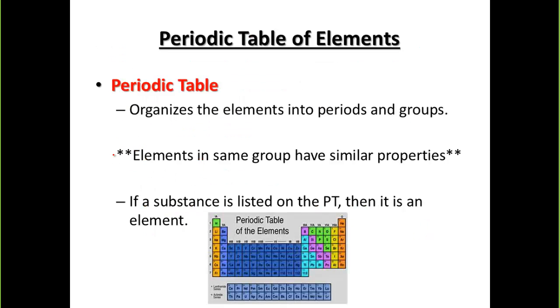Our periodic table organizes all of our elements in two ways. Our periods, which go left to right on the periodic table, so going across a row. And our second way is into groups, going up and down. The groups that go up and down have similar chemical properties. So everybody in the first group has similar chemical properties, the second group, the third, but each line going down the periodic table has similar chemical properties. If the substance is listed on the periodic table, then it is an element.